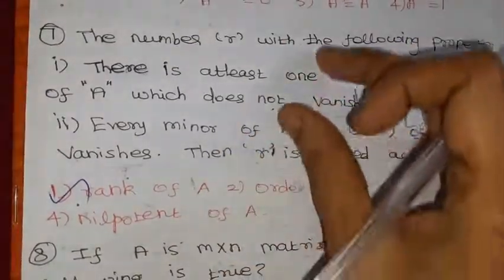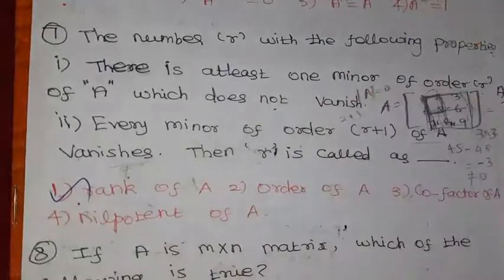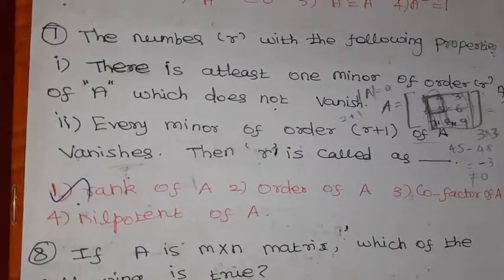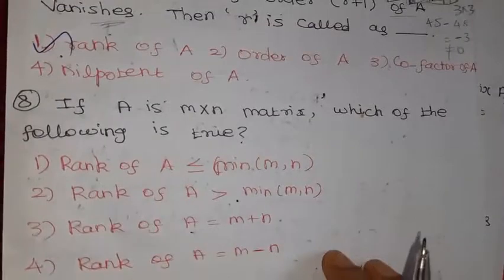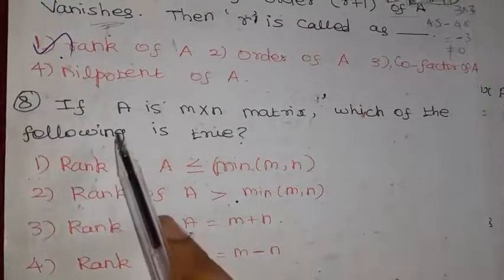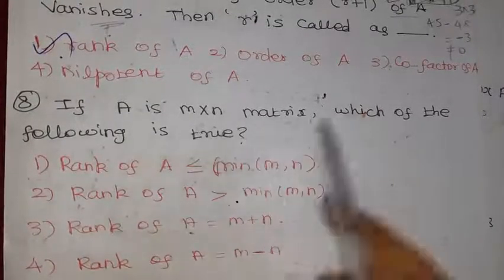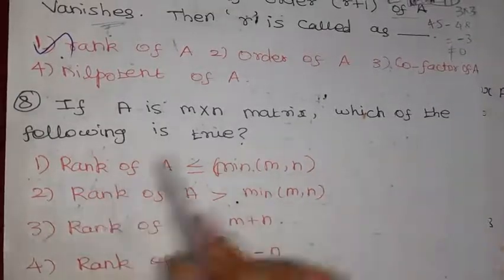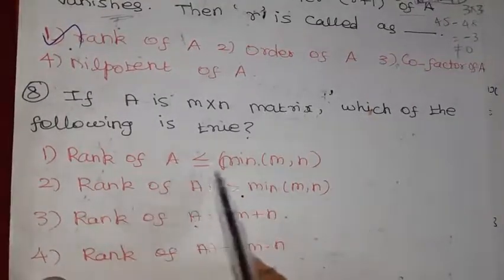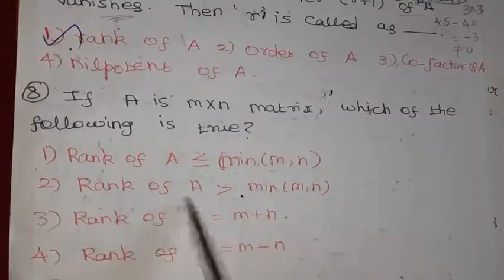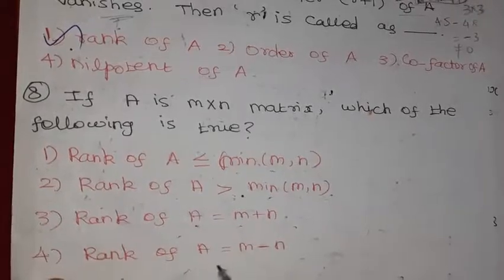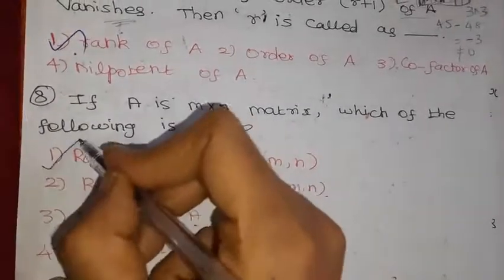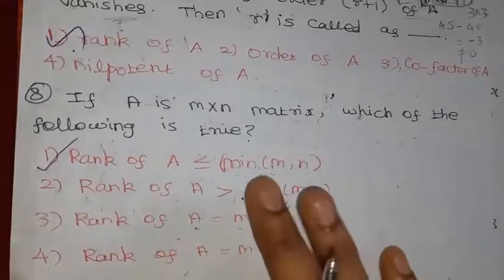So this property is very important. This is for the rank of a matrix. Then, if A is an m cross n matrix, which of the following is true? Rank of A less than or equal to minimum of m comma n, rank of A greater than minimum of m comma n, rank of A equal to m plus n, rank of A equal to m minus n. This is also based on the properties of rank of a matrix.